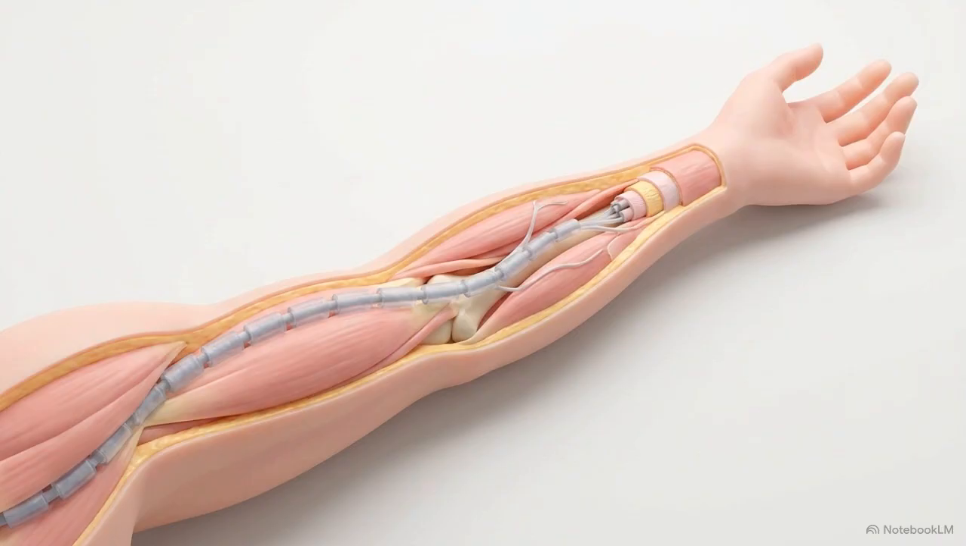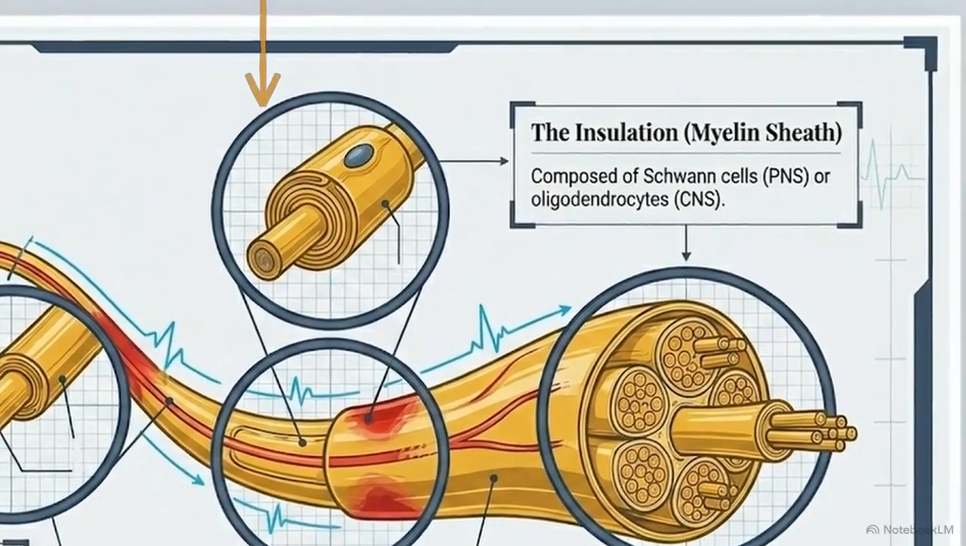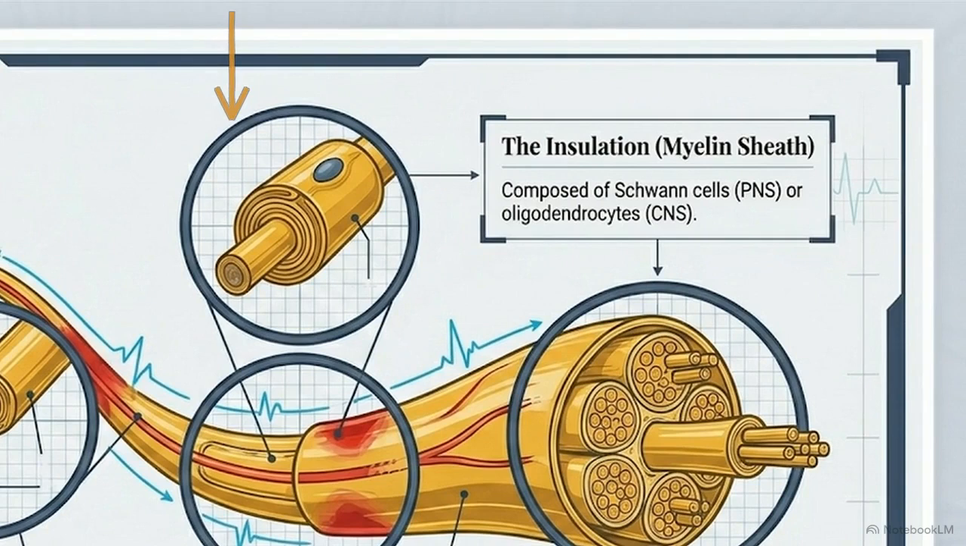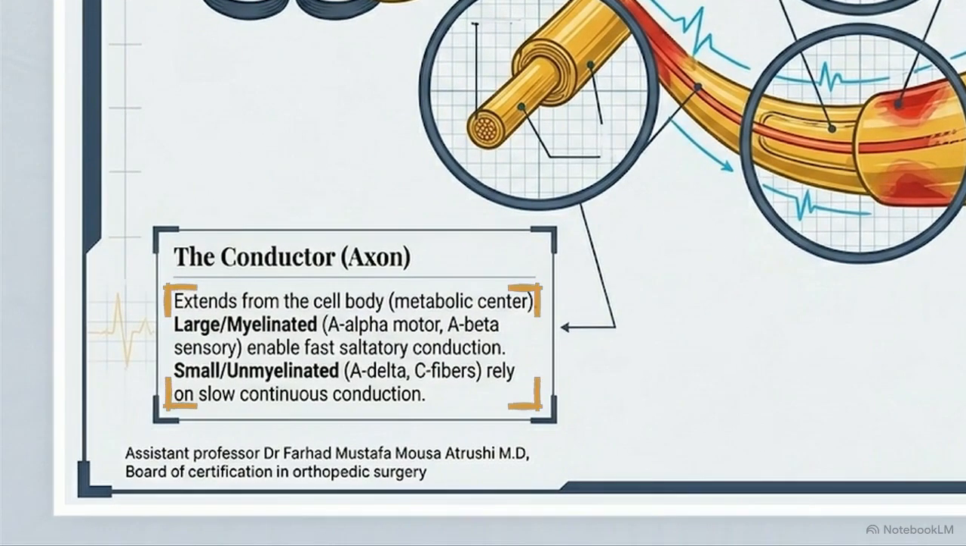Locating a deficit requires an analysis of the peripheral hardware. This cross-section shows the basic functional unit, the inner axon acting as the electrical conductor, surrounded by the myelin sheath providing the insulation. The presence of myelin dictates signal velocity. Large myelinated fibers enable rapid conduction, while small unmyelinated fibers rely on slower conduction.